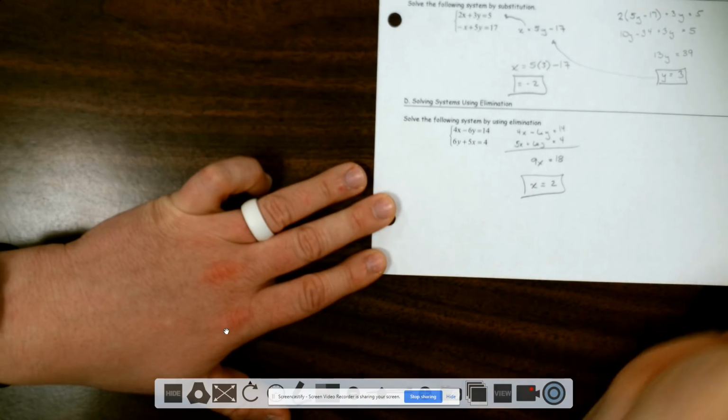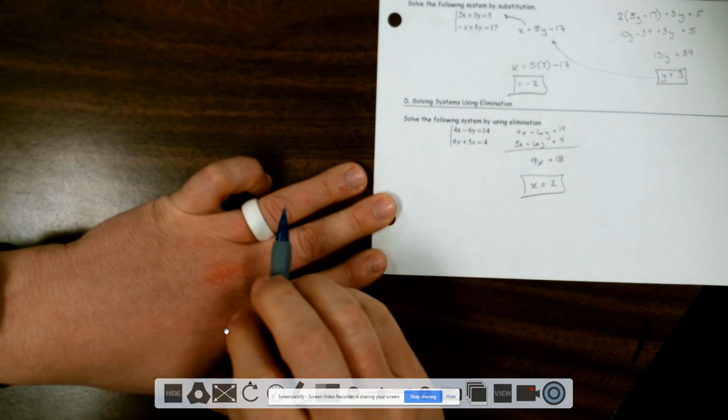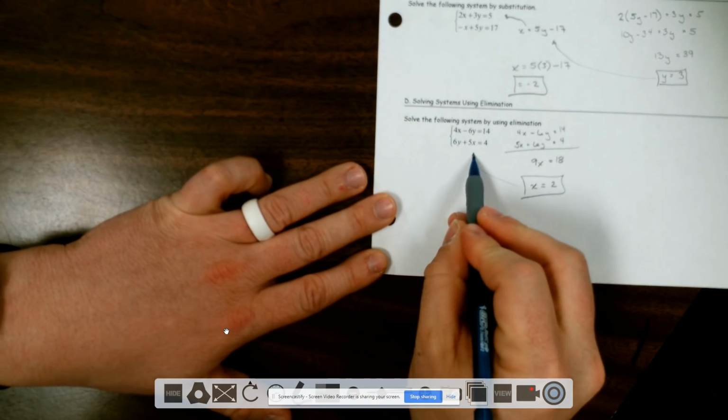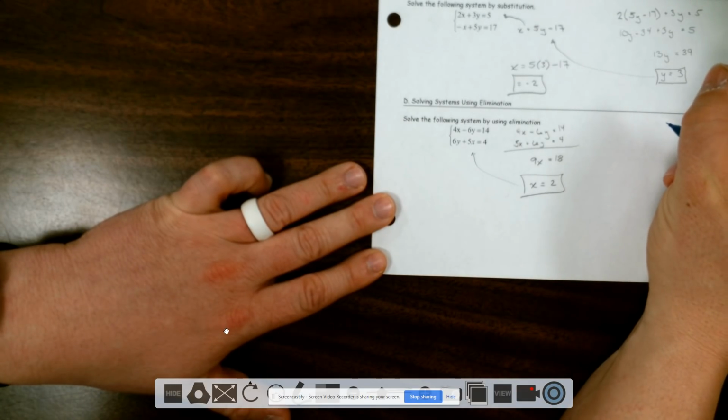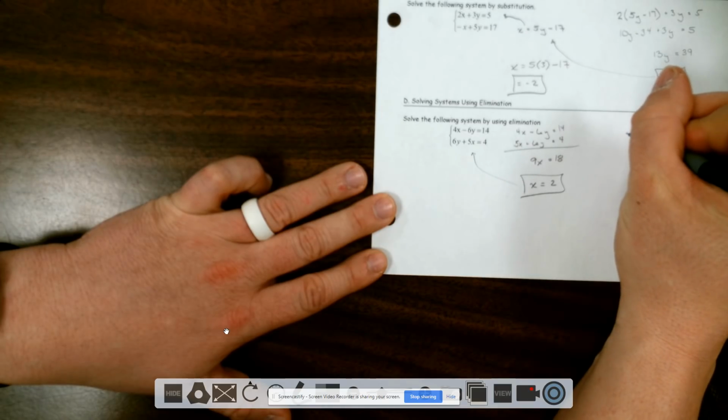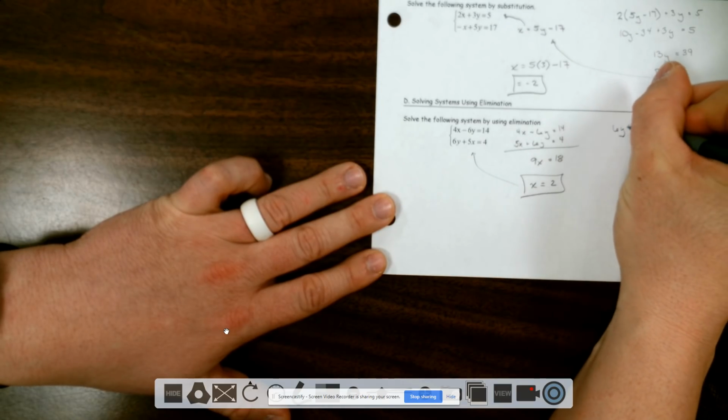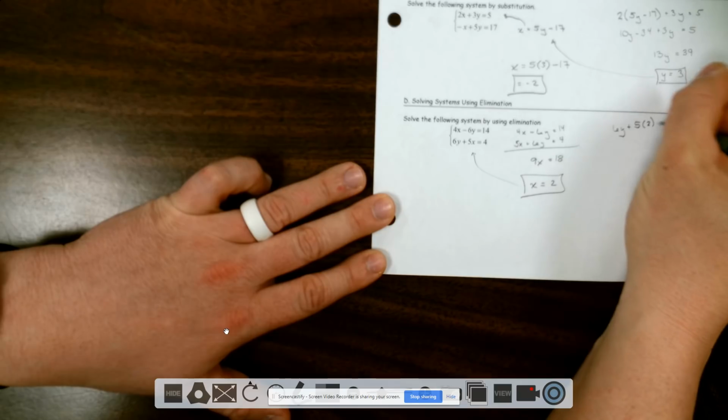Now we can pick wherever we want, doesn't matter. We can plug x equals 2 back in to one of our original equations. I'll just plug it into the second one. So we have 6y plus 5 times 2 is equal to 4.